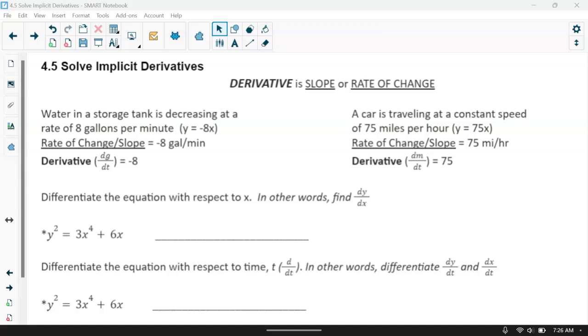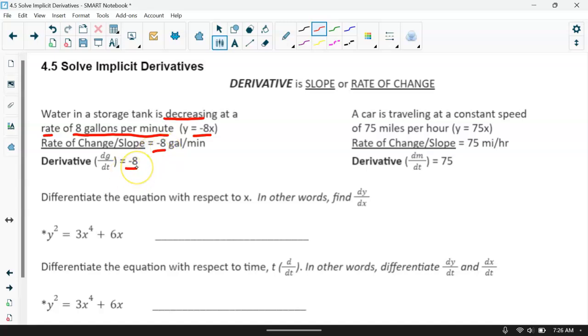For example, water in a storage tank is decreasing at a rate of 8 gallons per minute. If we wanted to write an equation for that, y is equal to negative 8x, because the rate of change or slope is negative 8 gallons per minute. If we were to write it in the form of a derivative, it's the derivative of g, our gallons, with respect to time, in this case minutes. And that derivative is equal to negative 8.